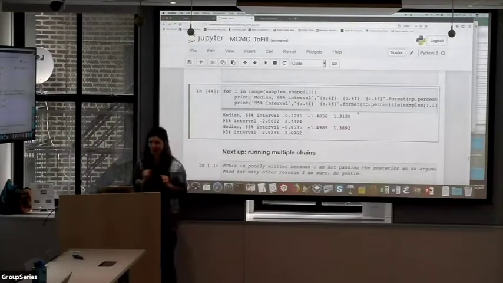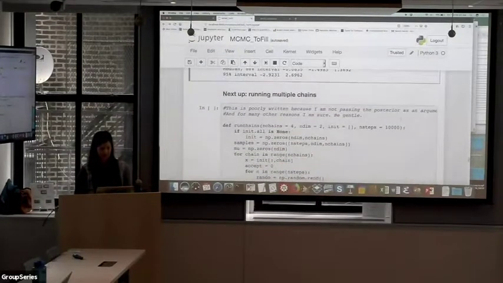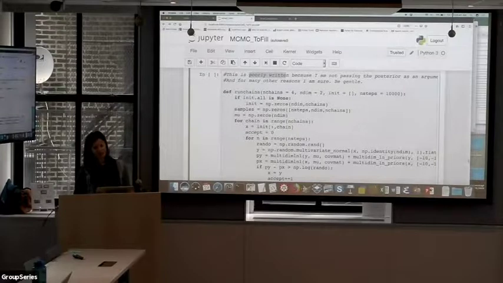So yes, you don't do it this way, but it's still super easy. All right, guys, so this is just something that I wrote to run multiple chains. Maybe I can show you this one last thing. This is very poorly written, because I really should pass the posterior as an argument to this function, but I was a little bit lazy. All I'm doing is adding a wrap to the state.